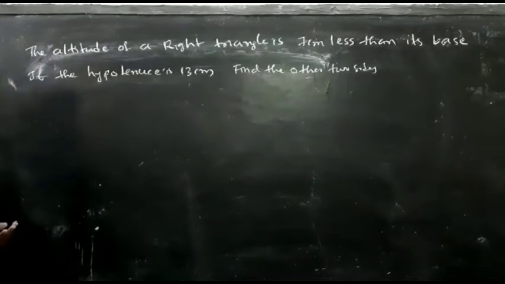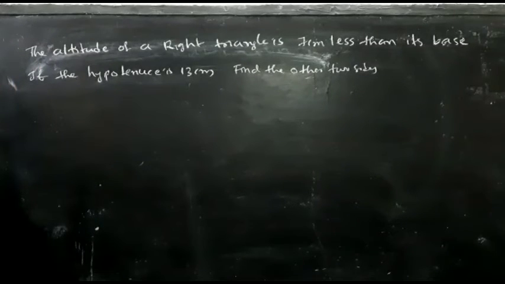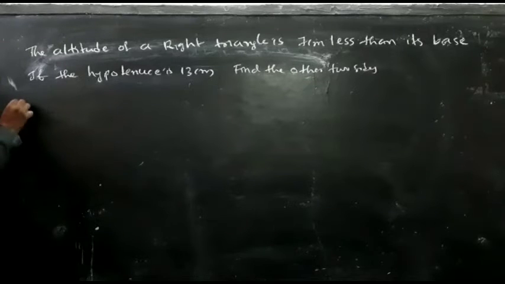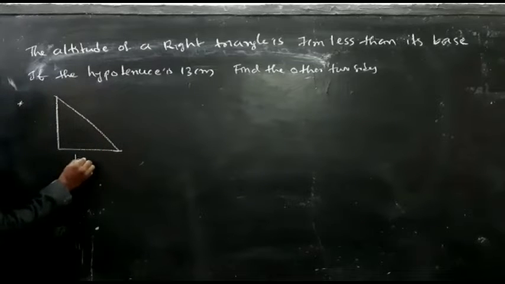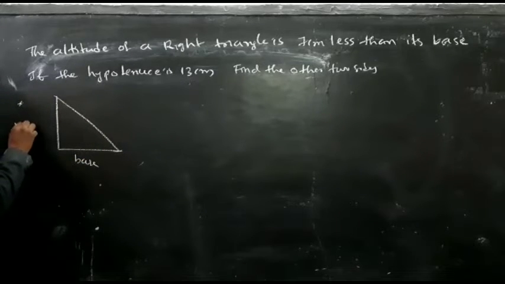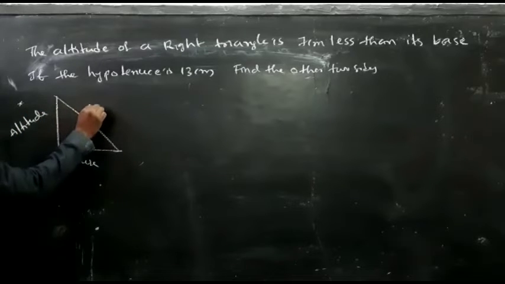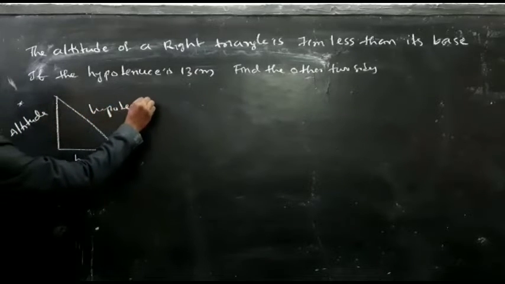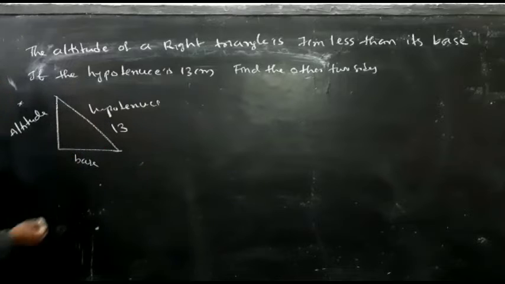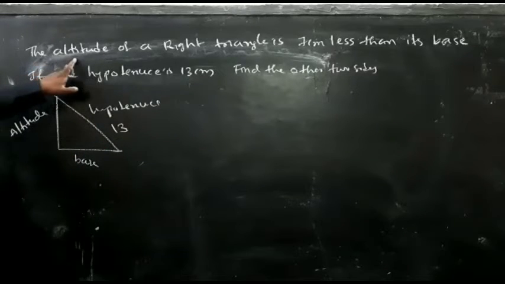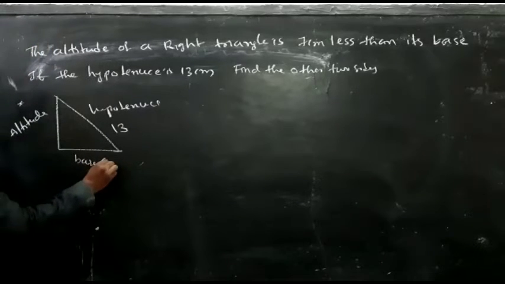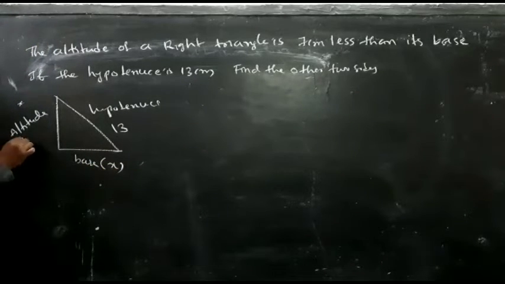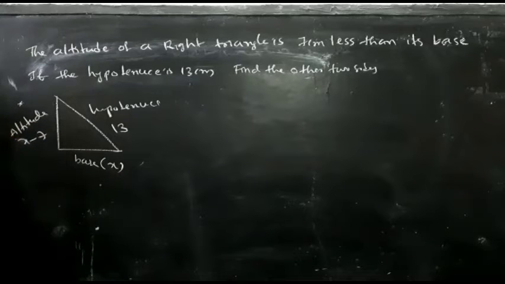The altitude of the right triangle is 7 cm less than its base. If the hypotenuse is 30 cm, find the other two sides. Here is a right angle triangle. In the right angle triangle, this is the base, this is the altitude and this is the hypotenuse. Length of the hypotenuse is 13 centimeters and the altitude of a right triangle is 7 centimeters less than its base. If base I took as x, then the altitude is nothing but x minus 7.